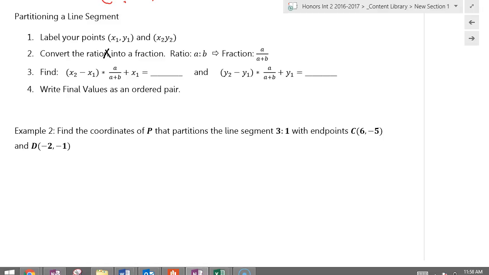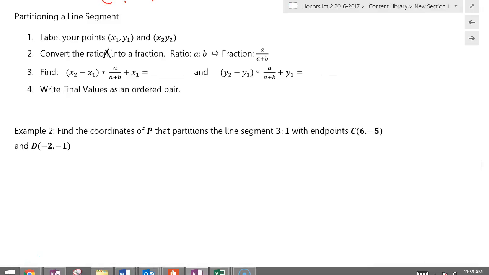Then I subtract those two numbers and multiply it by the ratio, and then add it to the first number. Okay? So subtract your x's, multiply by the ratio, add to your first x. Subtract your y's, multiply by the ratio, add to your first y. So let's look at example 2. Right? Oh, finally, your last step is to write them as an ordered pair, right? This is still a point somewhere on your line.